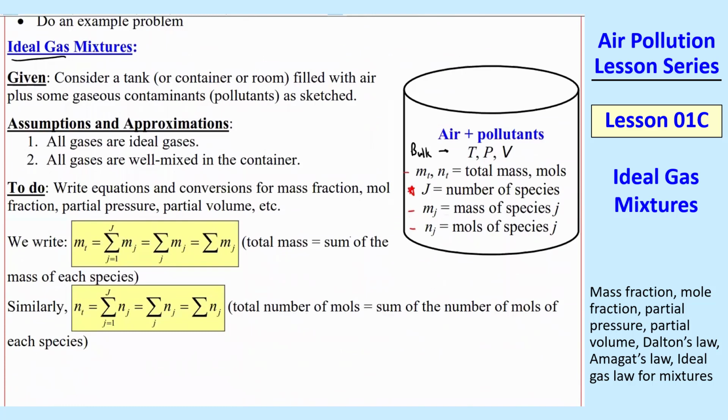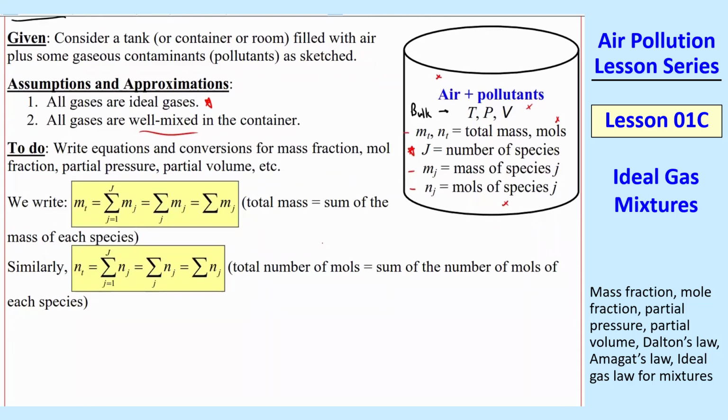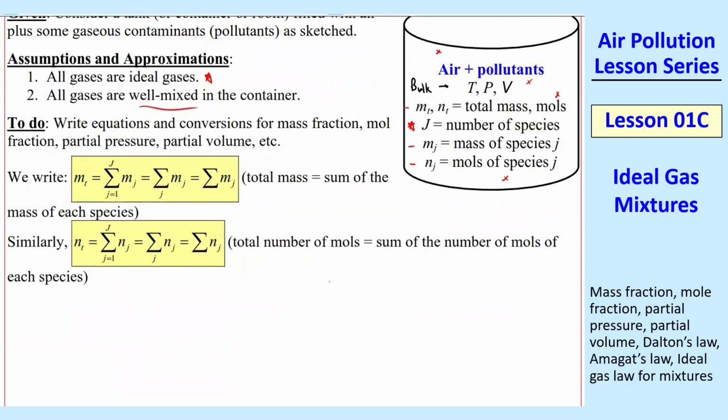So our assumptions are ideal gases and all gases are well mixed. All that means, and we'll use this a lot in this course, is that if I take a reading here or here or here, anywhere in the tank, it'll give me the exact same properties of the air at that location. So there's no variation in space of these air pollutants. So what we'll do is write equations for conversions of mass fraction, mole fraction, partial pressure, etc., and define all these things.